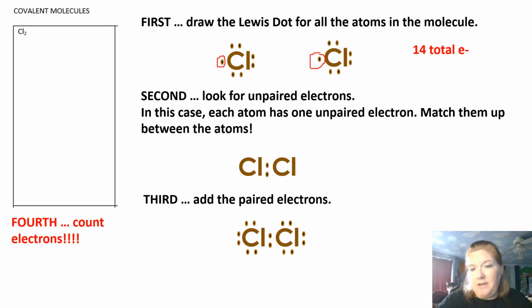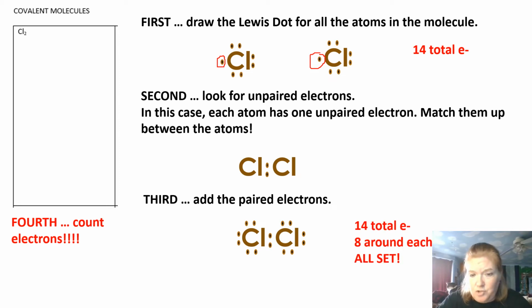Now I have to count the electrons. So if you look up here, when I counted, that's 14 total electrons. Let's check what I just drew. Well, it also has 14 total electrons. There are 8 around each atom. Perfect. That's exactly what I wanted, all set.